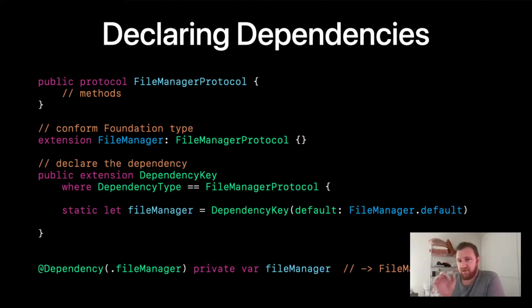But we declare an extension on dependency key, where the dependency type is the file manager protocol. And then we declare the file manager static method with a default instance of file manager.default, which is what enables the access to use the app dependency file manager and pull it straight out. So there's a one-to-one mapping there between that static property and what's actually passed into the property wrapper to get that property out.